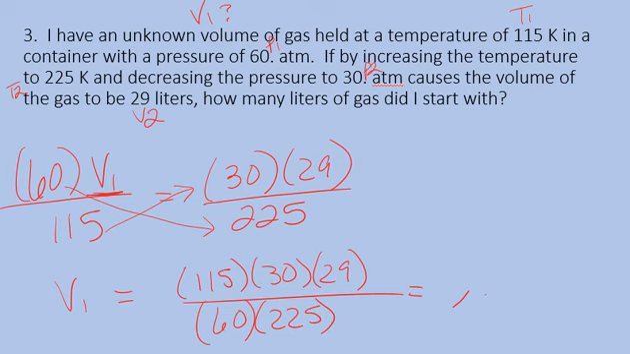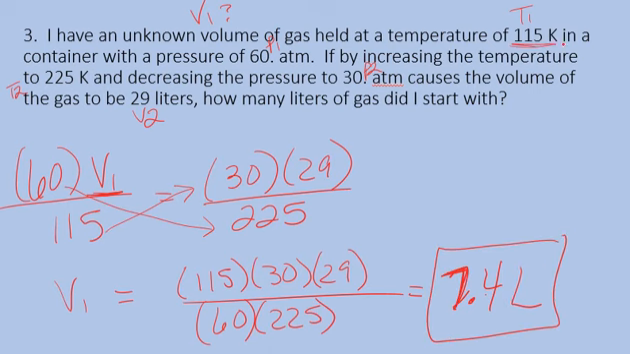Okay, 115 times 30 times 29, divided by 60, divided by 225. All right, I get 7.4. And then my unit is liters. So let's just think about it for a second in terms of a gas. It was very cold. I heated it up, so when it was hotter, it was a larger volume. And the pressure was 60 at the beginning and 30 at the end, so it should be a much smaller volume, which it is.